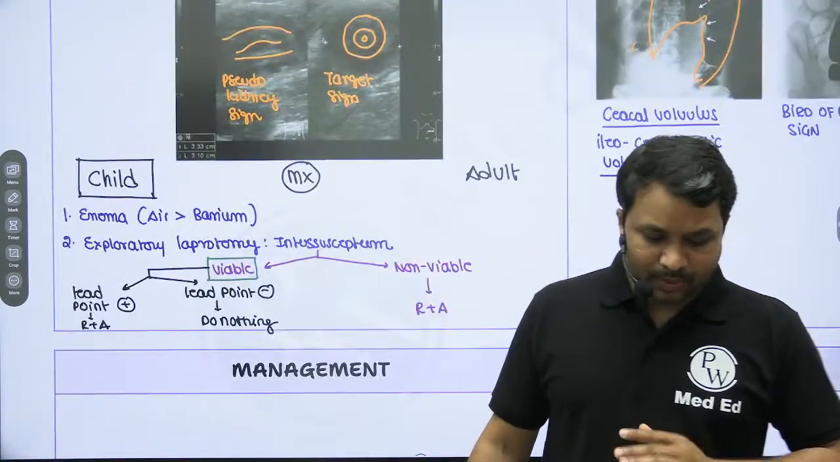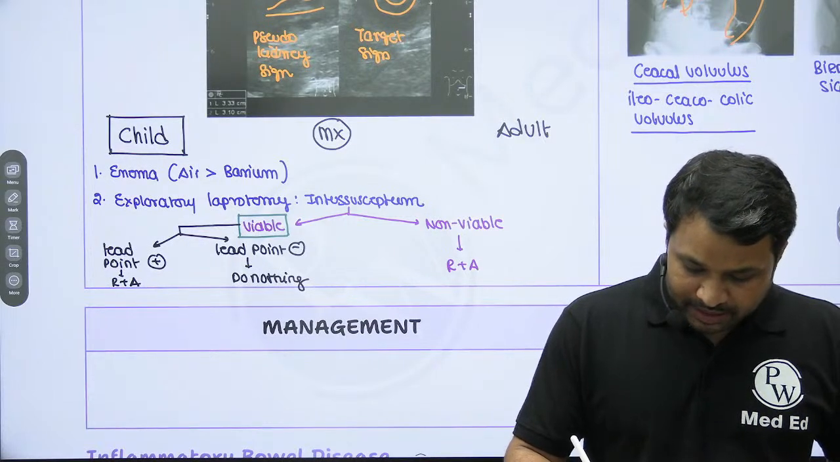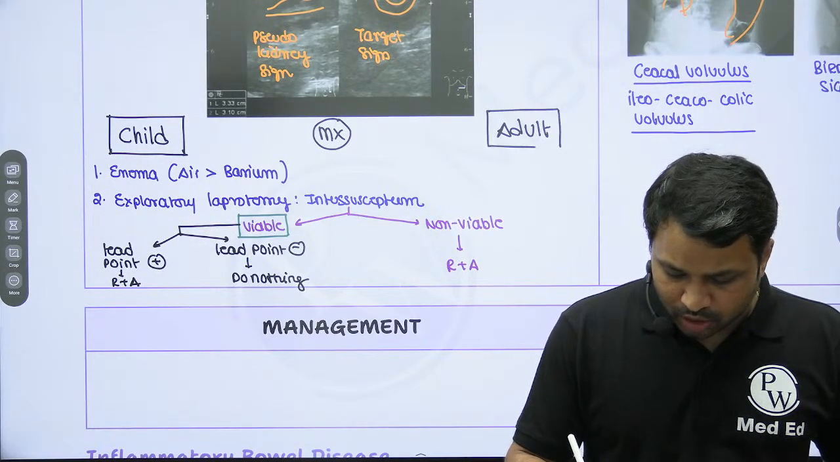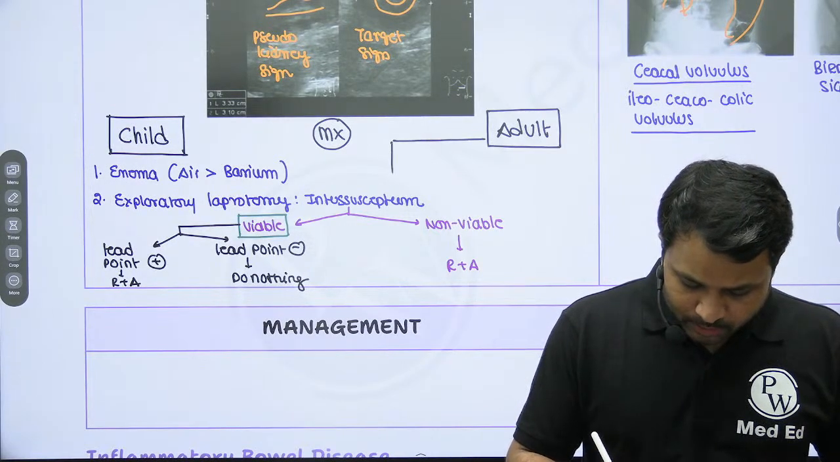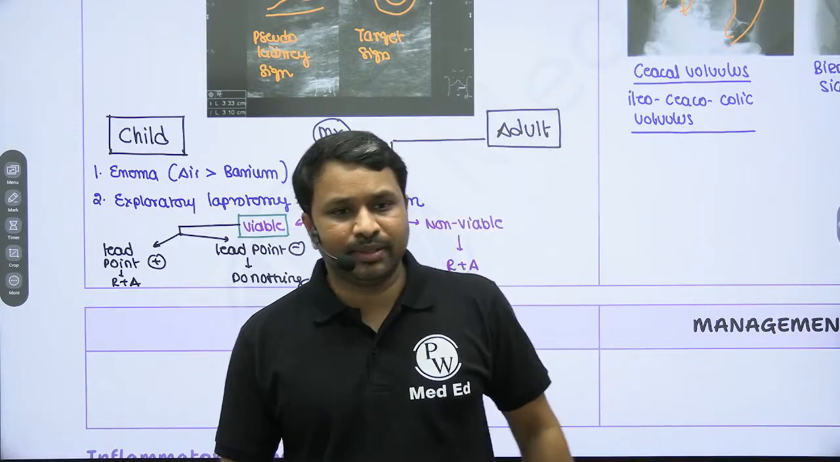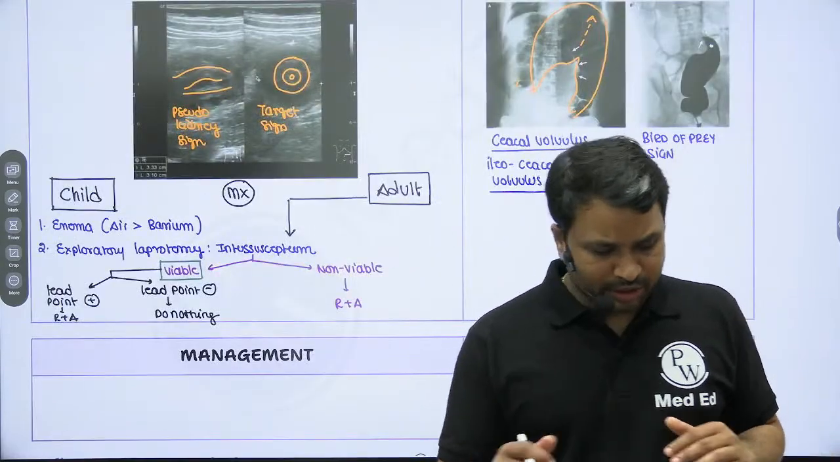So this is with respect to that of intussusception. In adults, whenever you're going for the management of intussusception, here I will not do any enema. So in adults you will directly go ahead with exploratory laparotomy. The same principles are followed. Nothing is going to change here.